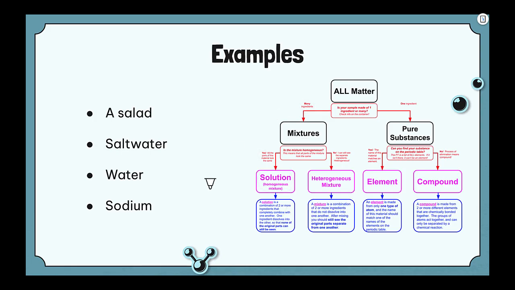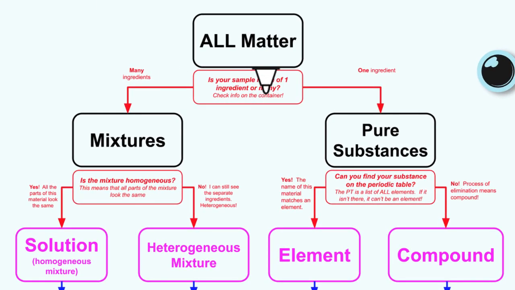Let's do our next couple examples a little bit faster. We'll discuss water first. Again, we go to our question, is it made of one ingredient or many? Water is just made of one thing, water. So we would say in this case, it is a one ingredient component. The description should always provide you with enough information. That means water is a type of pure substance, unlike a mixture.